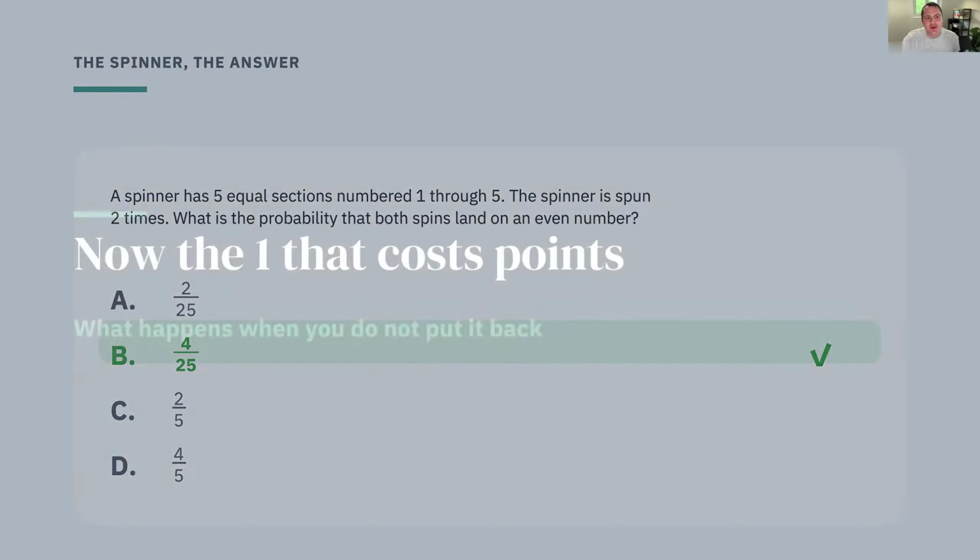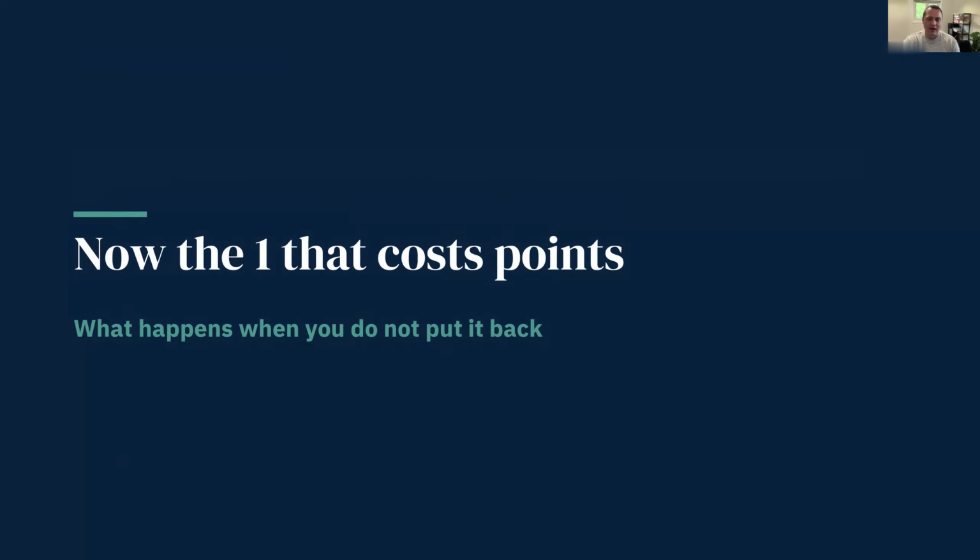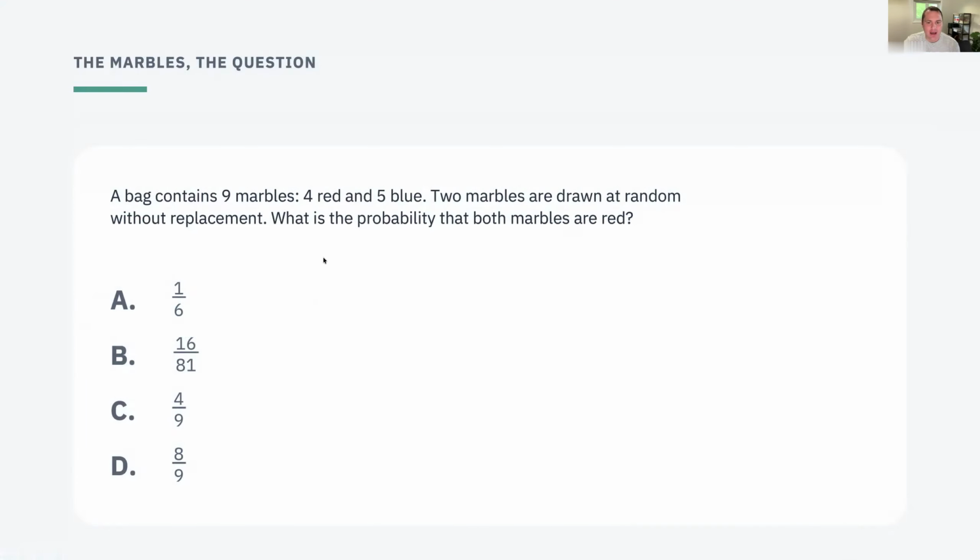All right. The key consideration that costs students points is the question of whether we have repeats or not. Here we have a bag containing 9 marbles, 4 red and 5 blue. 2 marbles are drawn at random without replacement. What is the probability that both marbles are red? I'll pause here if you want to pause the video.